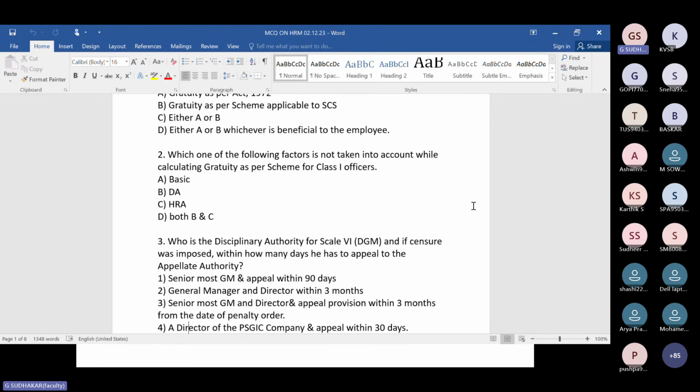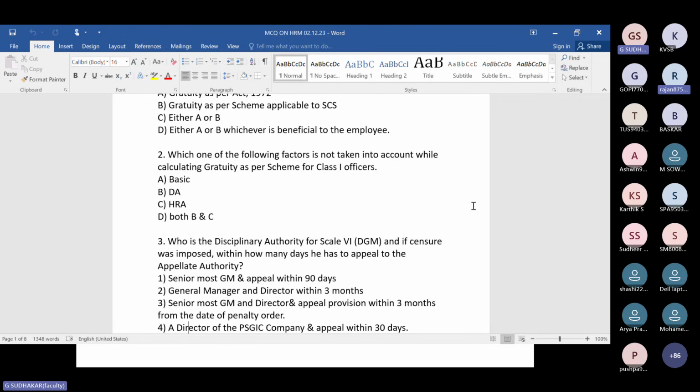No. You have to read the question first. Which one of the following factors? Sir, D, both B and C. I want the help of one person, but you have to read the question first. Then only I will allow you to answer. Which one of the following factors is not taken into account while calculating gratuity as per the scheme for class 1 officer? Read the question. You have to understand well.